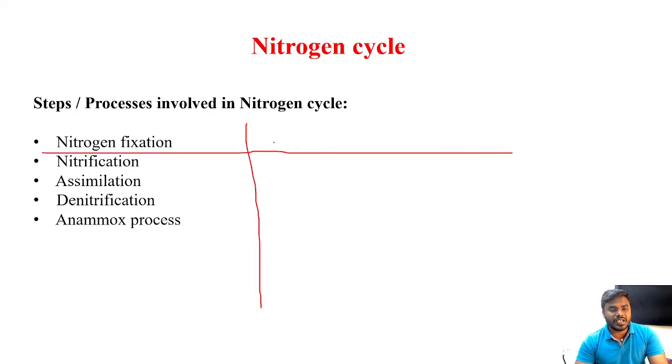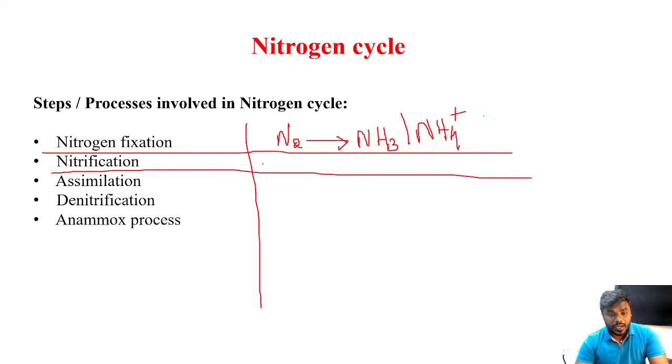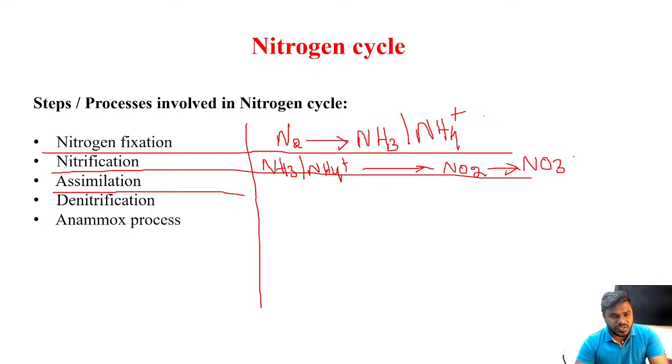So how can we write nitrogen fixation? I told you very clearly, right? N2 is converted into NH3 or NH4 plus. This is exactly what I call nitrogen fixation. And how can I define nitrification? I have clearly told you, NH3 or NH4 plus is converted into NO2 first, then NO2 is converted into NO3. This entire process we call nitrification only. Then what is the next step?